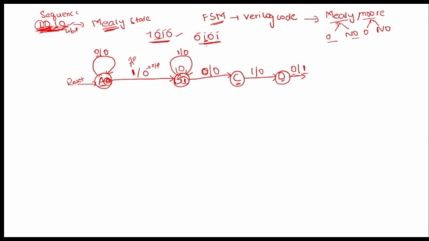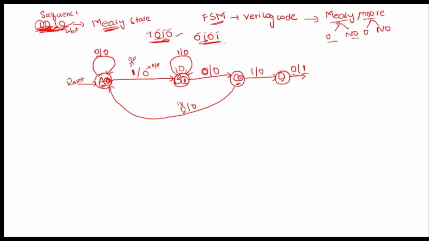Now coming to C. If C is 1, then it is going to D. If C is 0, then what happens? If C is 0, it will be going to the state where 0 is present. Where is the state with 0? Here A is the state which is the 0th position. So then it will be going to A, when input of C is 0.